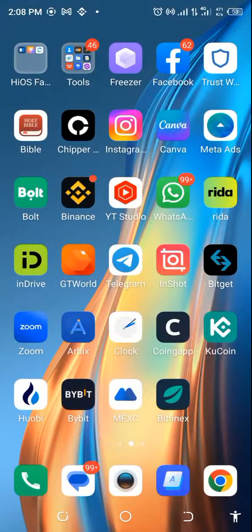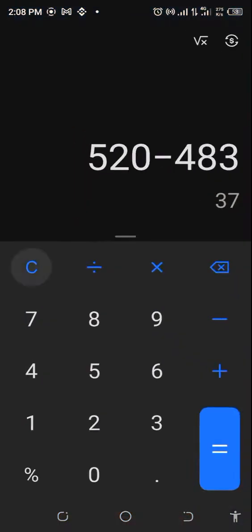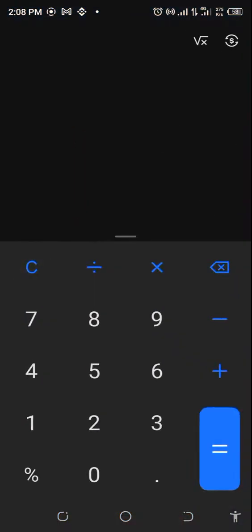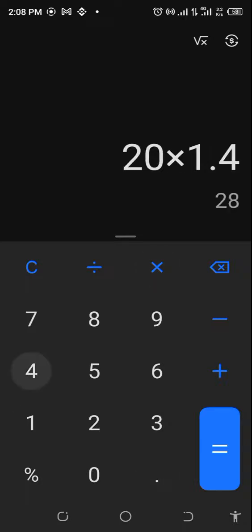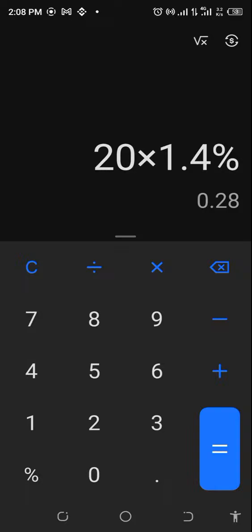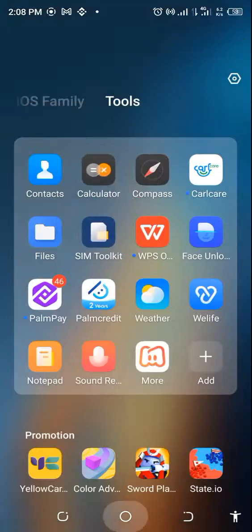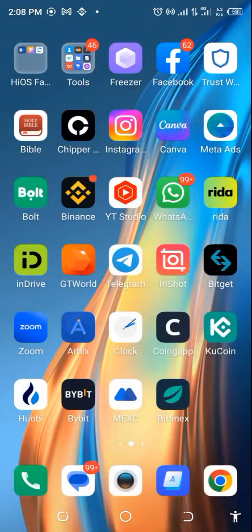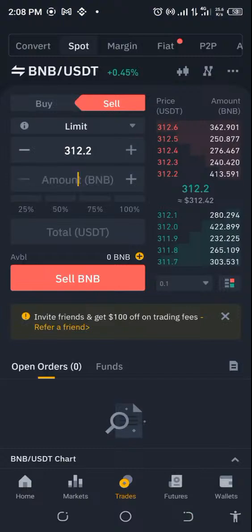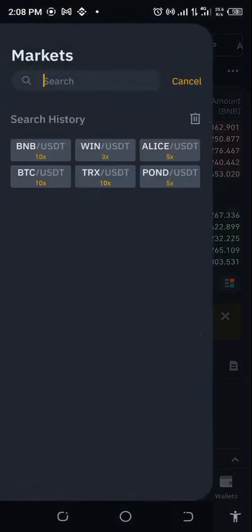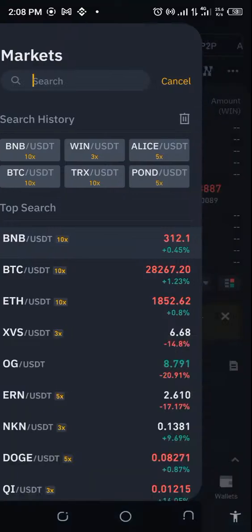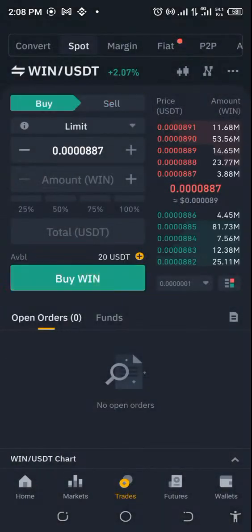I was thinking of going to my calculator just to be on the safe side. So that's 20 times 1.4%. Okay, yeah. So let's go ahead and try this out. I'm going to do a little bit more elaborate simulation and see what we will get. So let's go back and see how we will do this. I'm going to do this quickly, because if you don't, it may just begin to go down. So you want to be careful.